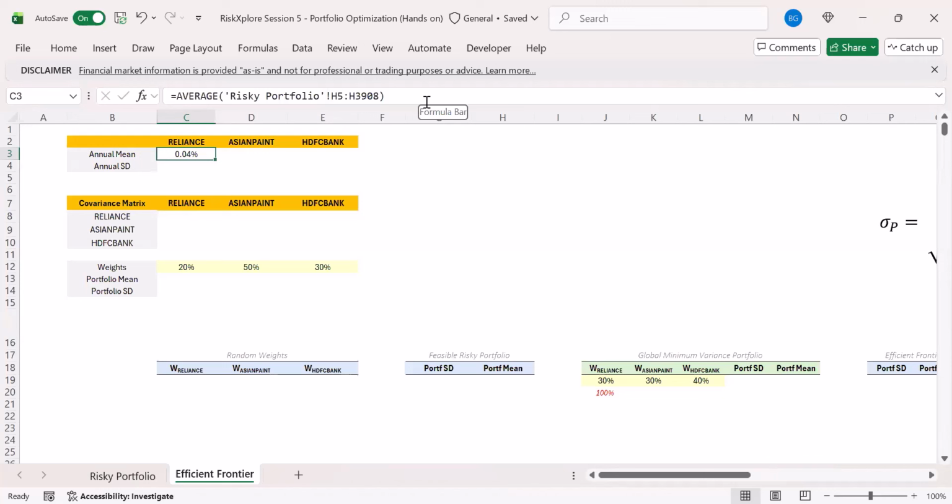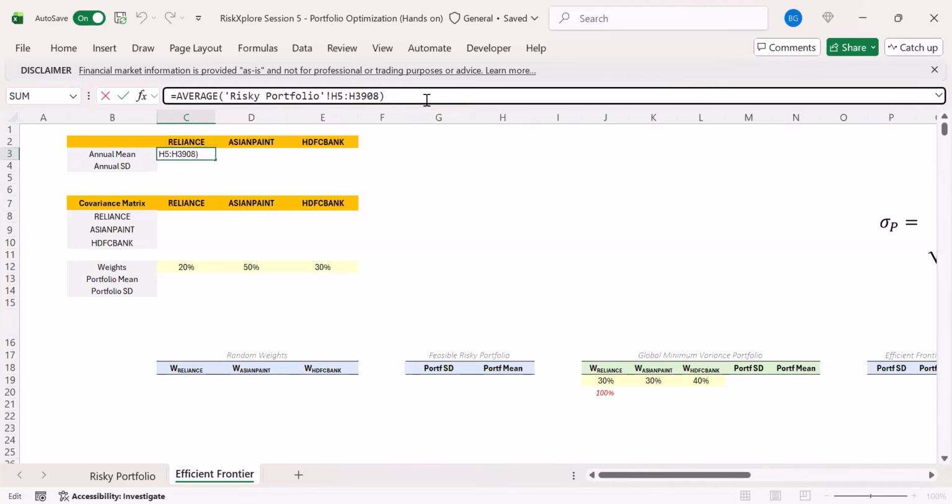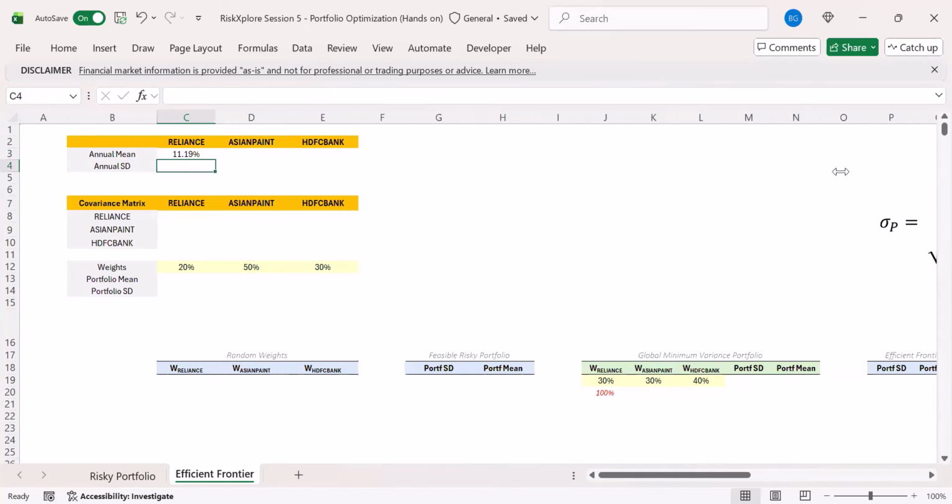Now the mean is scaled by time, right? So we can multiply the daily average with the number of days that we have in a year. So we have 252. Okay, 252. Now the problem with this is that this is not taking compounding into effect, right?